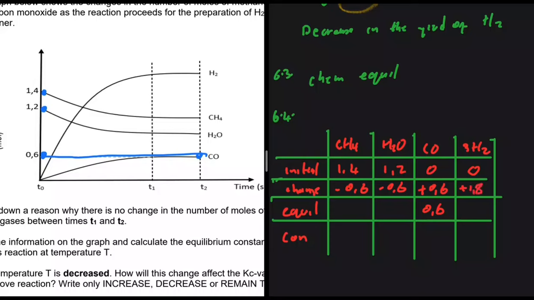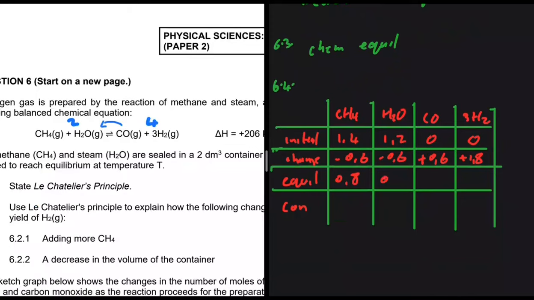So 1.4 minus 0.6, that is 0.8. And then 1.2 minus 0.6, that is 0.6. And then 0 plus 0.6, 0.6. 0 plus 1.8, that is 1.8. So we have the number of moles at equilibrium. We need to find the concentration by dividing with 2 decimeter cube, the volume of the container. If we do that, 0.8 divided by 2, 0.4.